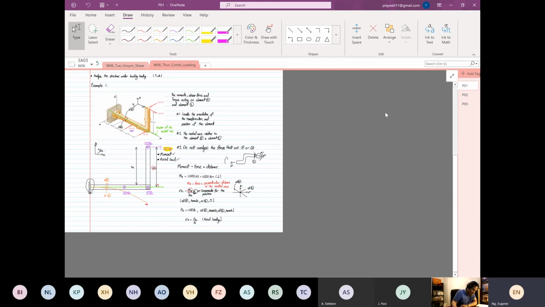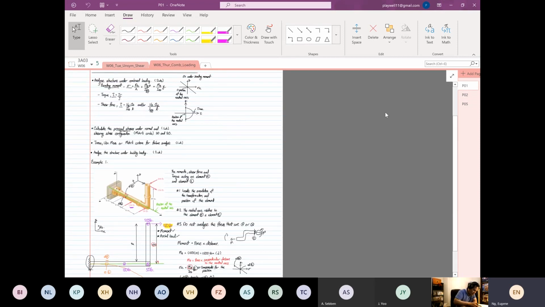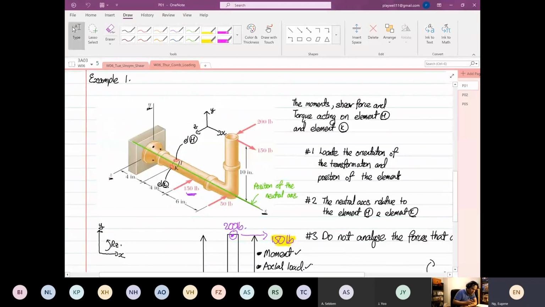So the structure is under axial stress, under shearing stress, and under bending stress. Now the bending stress is also inducing a normal stress. For today, we're going to look at a different structure.